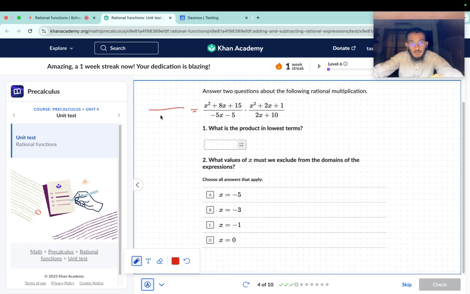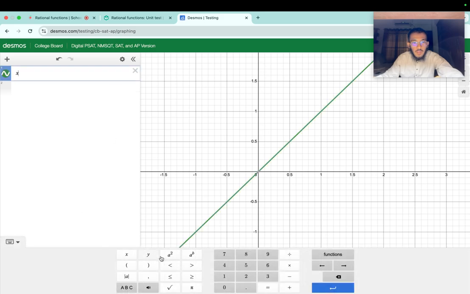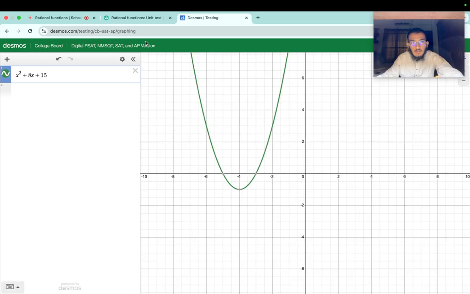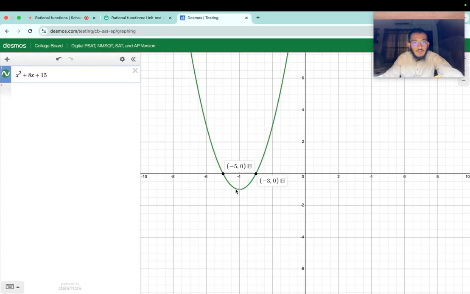So we want to factorize the numerator, and if I take negative 5 constant in the denominator, we have x plus 1. Okay, negative 5, negative 5x, negative 5. And if I want to factorize x squared plus 8x plus 15, I get negative 5 and negative 3. That means x plus 5, x plus 3. If negative 5 and negative 3 are the roots, then the factors are x plus 5 and x plus 3.